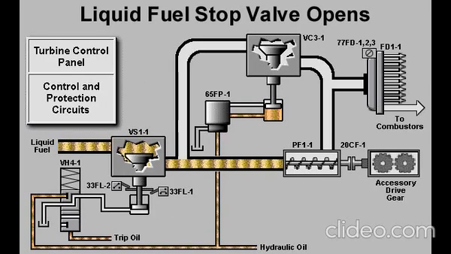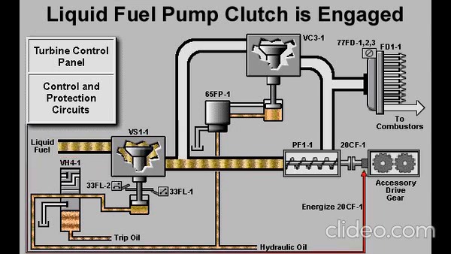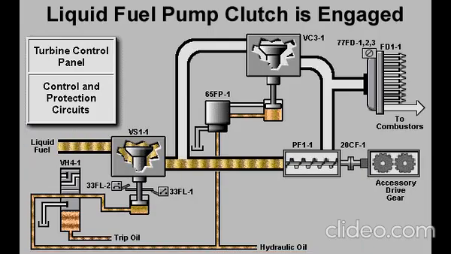When normal trip oil pressure is established, VH4-1 allows hydraulic oil to flow to the actuator of the liquid fuel stop valve. The stop valve opens and liquid fuel flows to the fuel pump. Once 33FL-2 signals that the liquid fuel stop valve is open, the control system energizes the solenoid of the liquid fuel pump clutch. The clutch is engaged and the fuel pump is driven by the accessory drive gear.